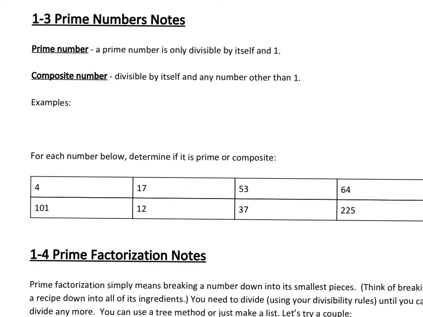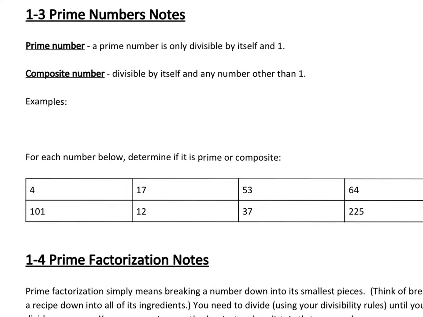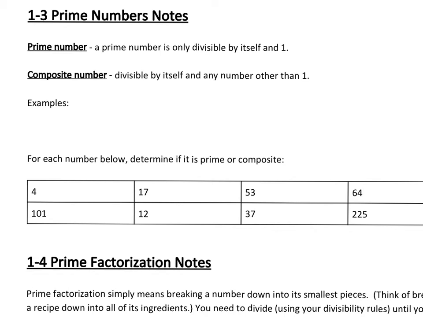So 1-3, prime numbers. A prime number is a number that is only divisible by itself and 1. So there's no other number that can go into that number except for 1. For example, an easy one would be 3. There's no other number that can go evenly into 3 except 3 and 1. Okay? That's one of your smallest prime numbers. 7 would be another example. Okay, it can only be divided by 1 or itself.